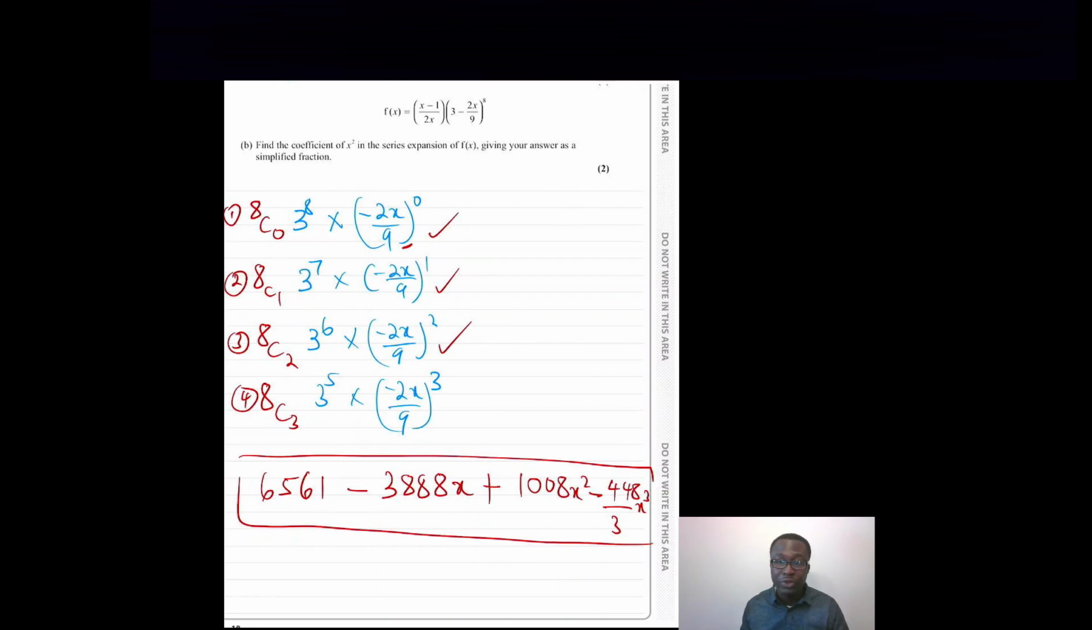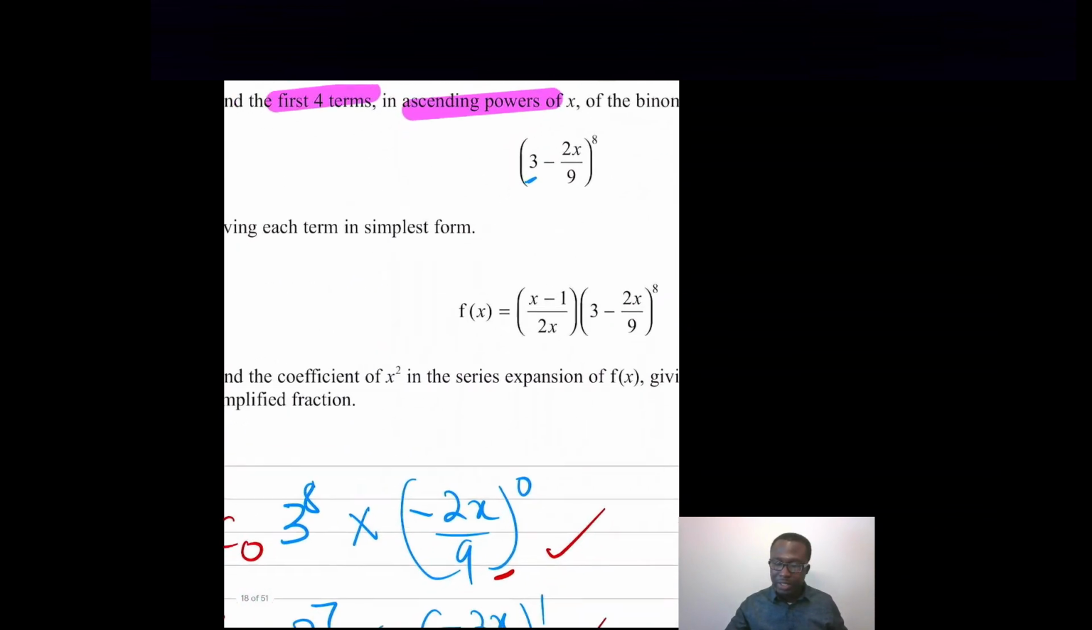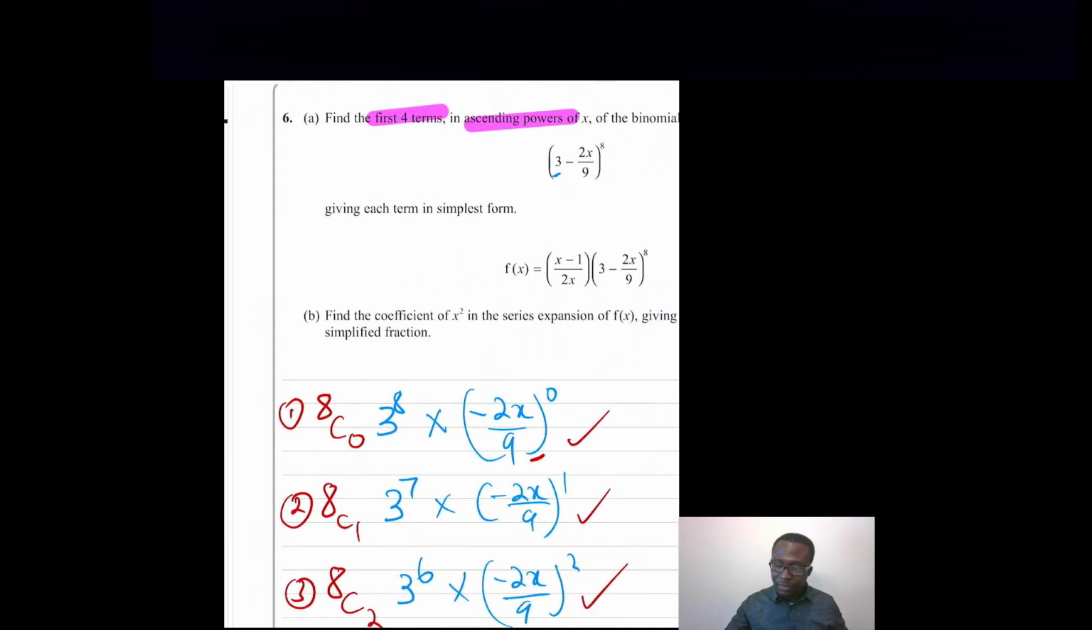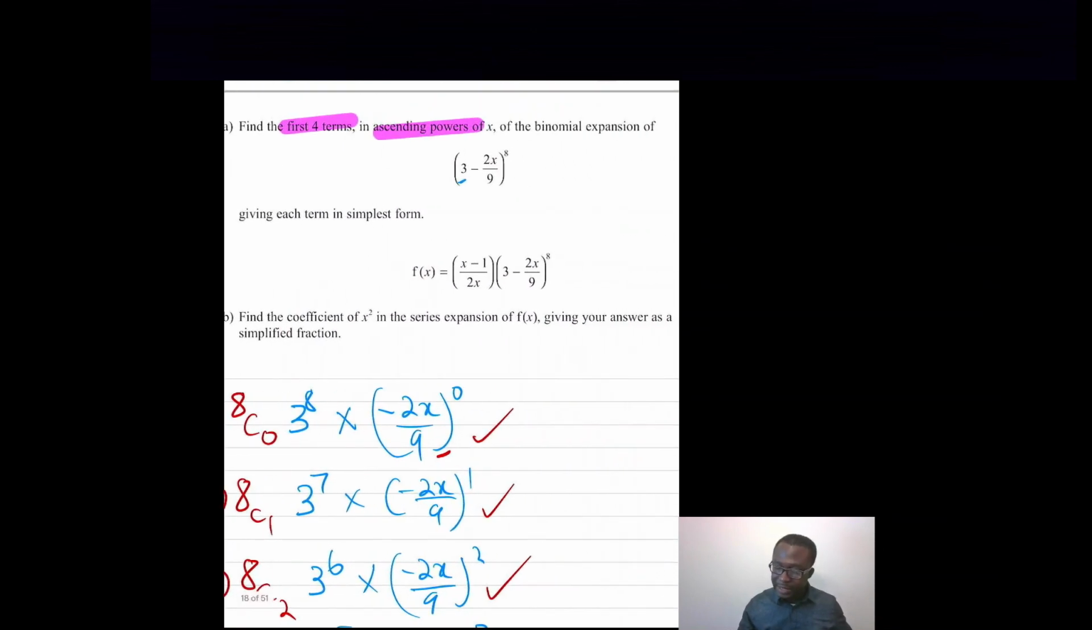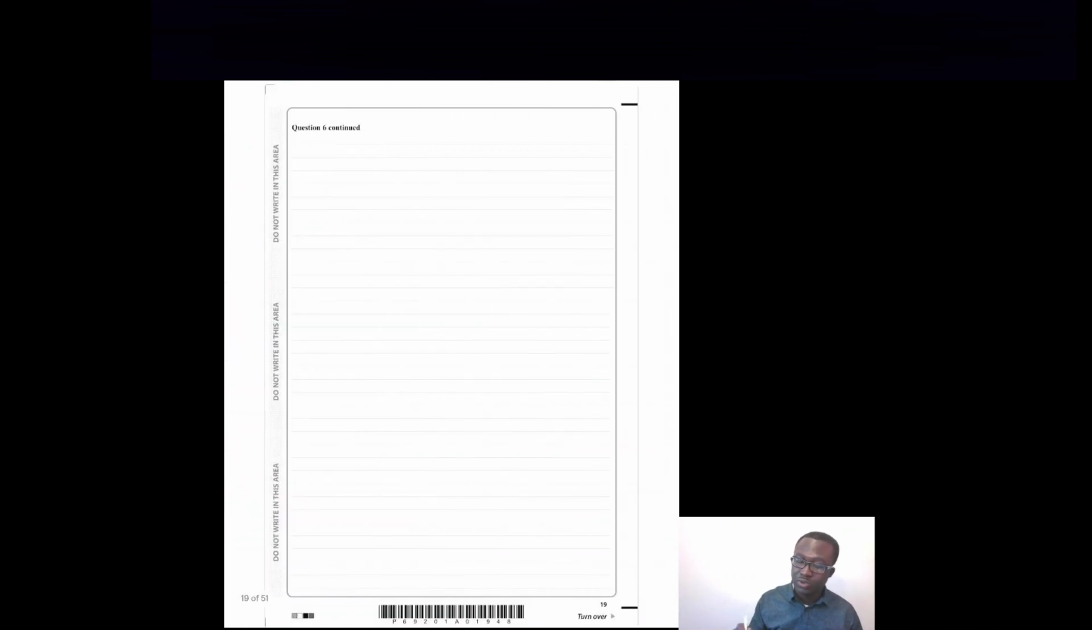Okay, hopefully you got it right. The second part is usually there to confuse us a little bit, so let's look at what it says. Okay, I'll make it bigger, and it says find the coefficient of x squared in the series of this. So for us to find the coefficient of x squared, let's try and sort this first bracket out. So we've got f of x being x minus 1 over 2x, and the whole of this is being multiplied by our question, 3 minus 2x over 9 to the power 8.